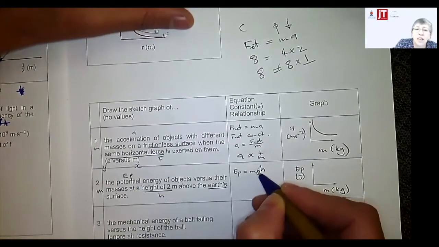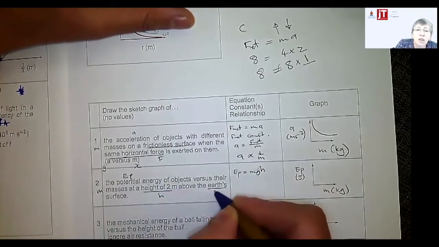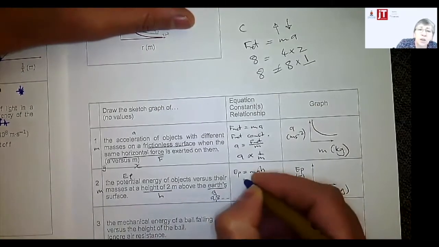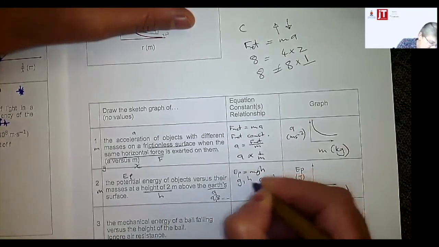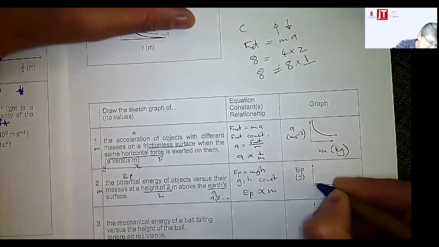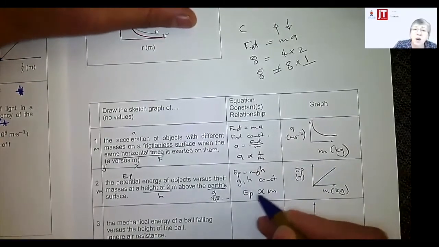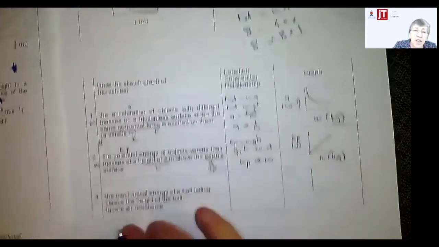Now, what about g? If you are on Earth and you are close to Earth, then that g is a constant 9.8 meters per second squared, right? So both g and h are constant, and therefore Ep is directly proportional to mass. Straight line through the origin, right? Bigger mass, bigger potential energy. Double the mass, double the potential energy.